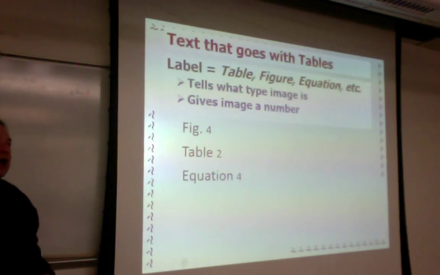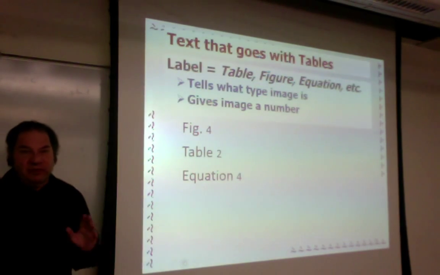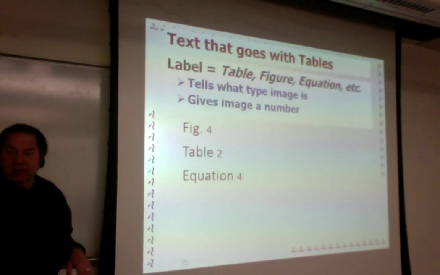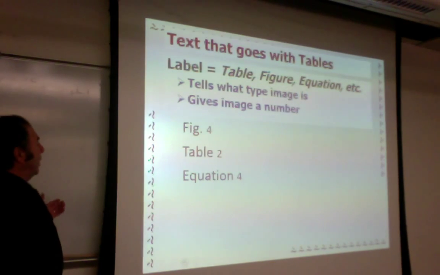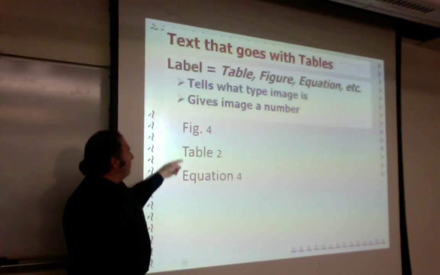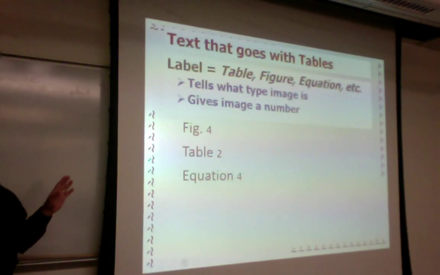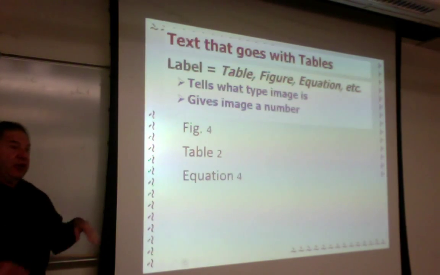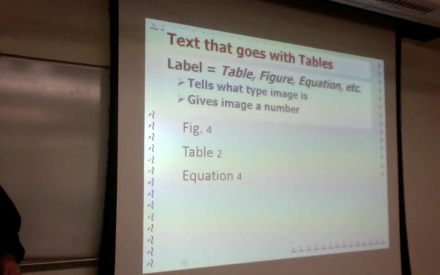Let's talk a little bit about some of the text that has to go with tables, because there are quite a few different things that you need to know about. The first is the label. The default labels I showed you in Word are figure, table, and equation, but you can make your own. It's not a big deal. If you want to use Photo 1, Photo 2, Photo 3, or CAD Drawing 1, CAD Drawing 2, you can do that. You can make up your own category.